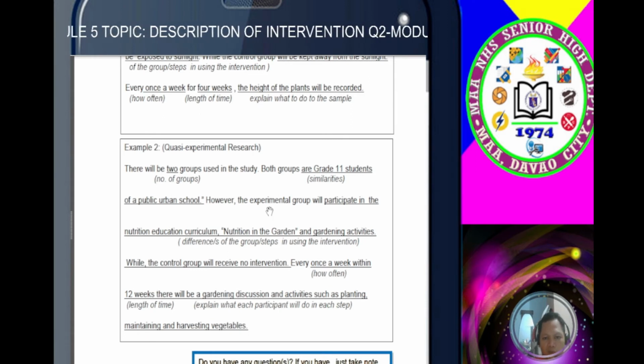However, the experimental group will participate in the nutrition education program. This is your intervention: nutrition, the garden and gardening activities. Then, what will you do to your control group? The control group will receive no intervention. Then, how often? Once a week within 12 weeks.